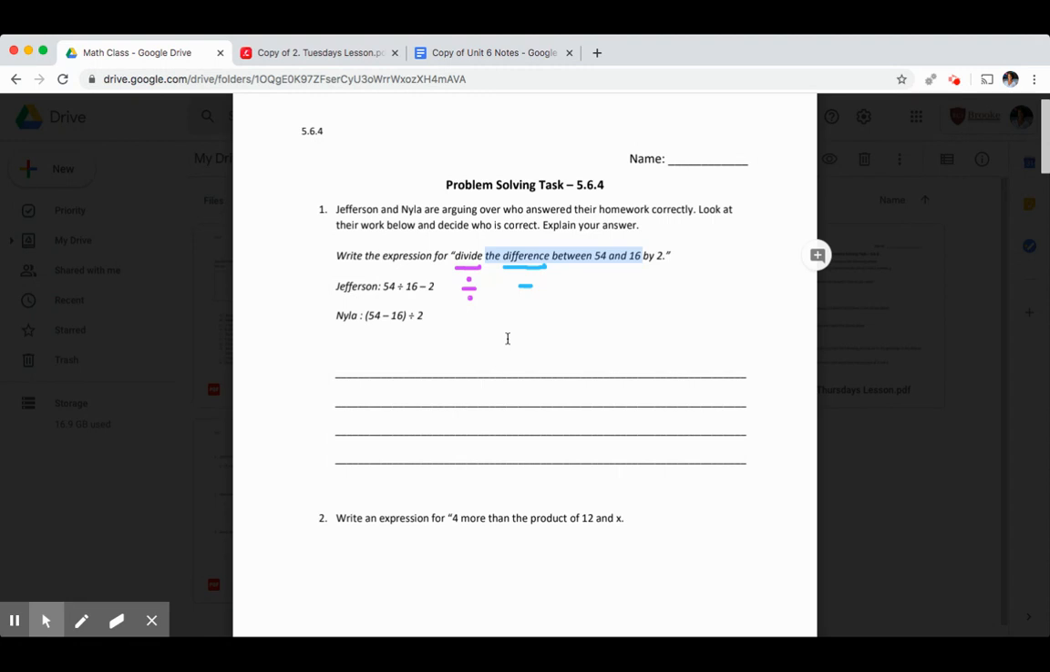So now that we've learned that, I want you to take a look back at Jefferson and Nyla's work, and I want you to determine which expression matches the phrase correctly. I'm going to give you a minute to revise your work. Come back to the video when you're ready to continue talking about the PST.